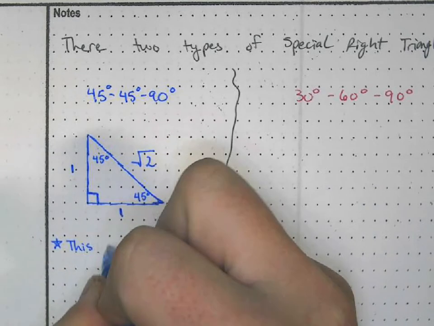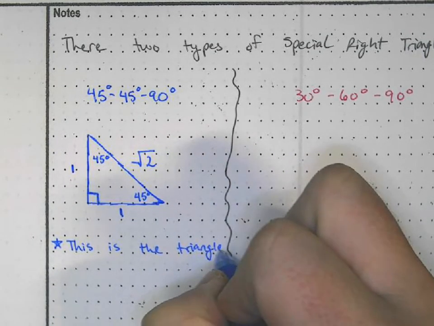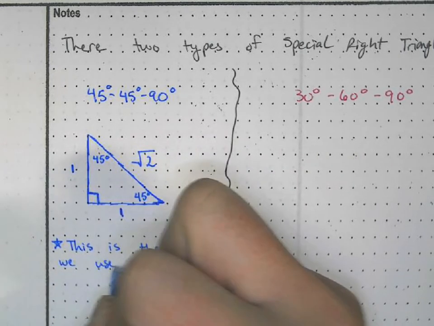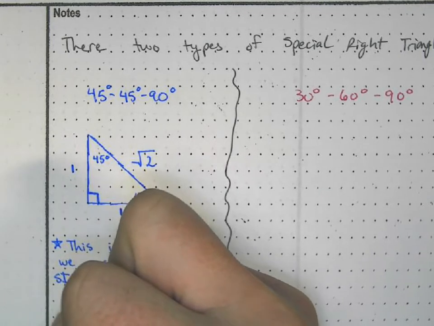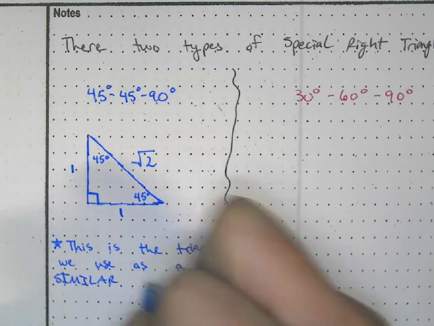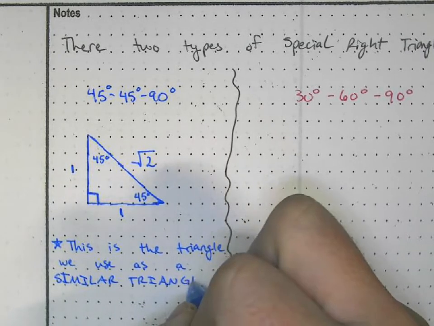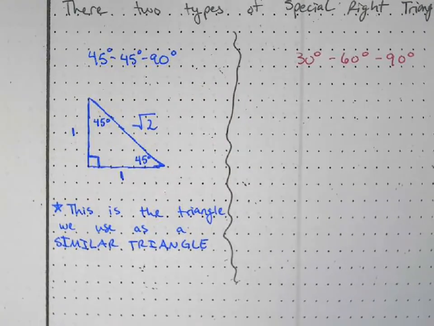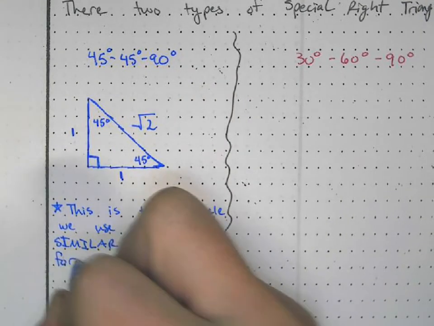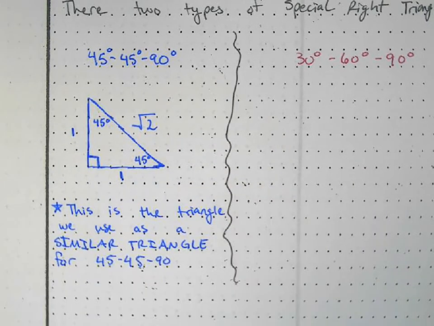So this is the triangle we use as a similar triangle for 45, 45, 90.